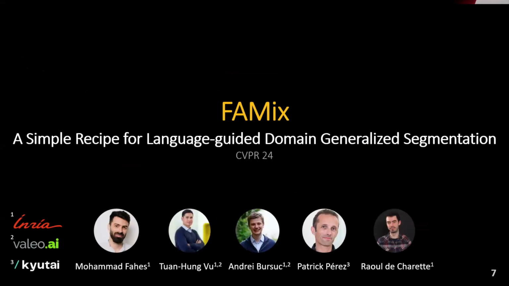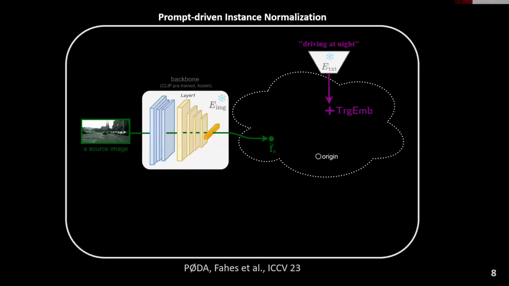And the first work that we'll talk about is FAMIX, a simple recipe for language-driven domain generalized segmentation. In that work, what we try to solve is coming up with a simple recipe to transfer the robustness that we have from CLIP into a specialized domain generalized segmentation. And we build upon a previous work of ours that is called PODA, where we introduce somehow an extension of this classical AdaIN normalization.